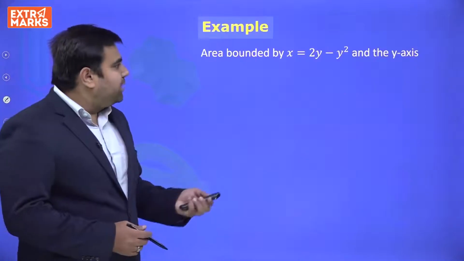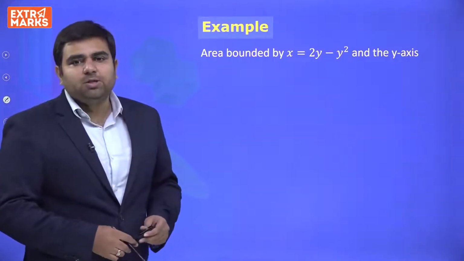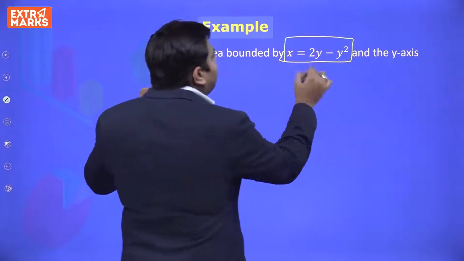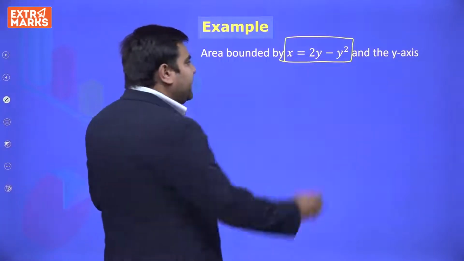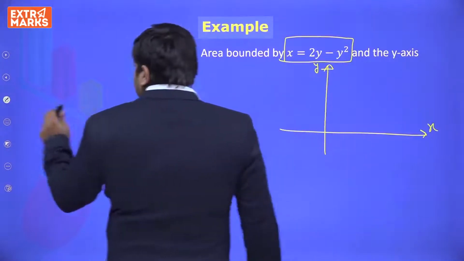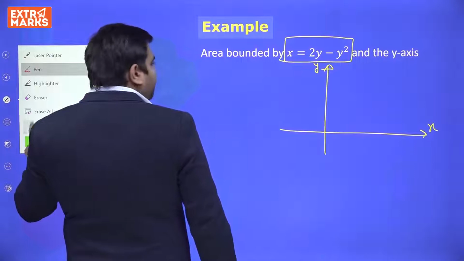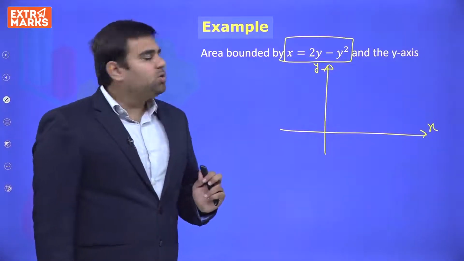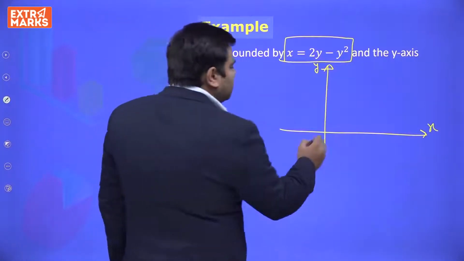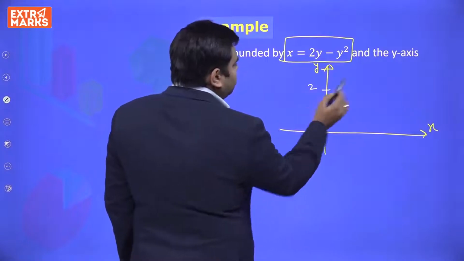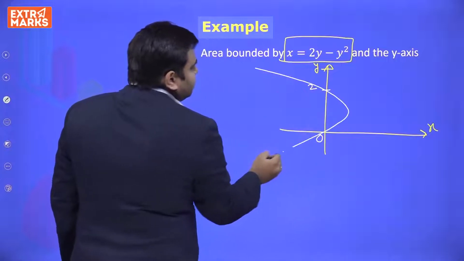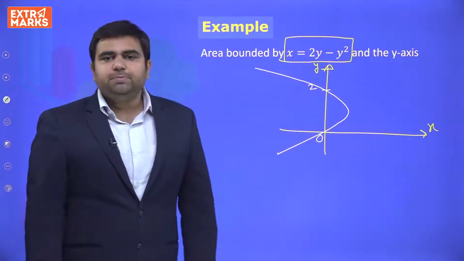Now let's move ahead and apply this particular concept onto a particular problem given to us. We need to find the area bounded by x equal to 2y minus y square and the y-axis. So firstly we will plot this curve. How to plot this curve? x becomes 0 for what values of y? x becomes 0 for two different values of y. One will be 0 and one will be 2. So roughly this would be the curve, right?